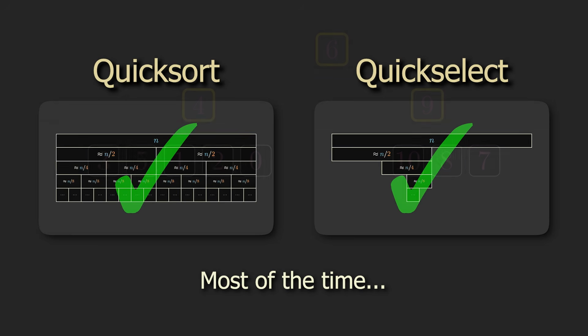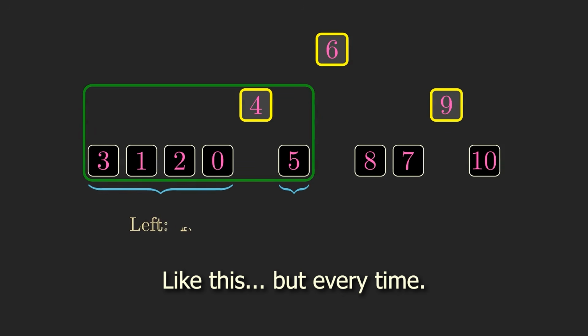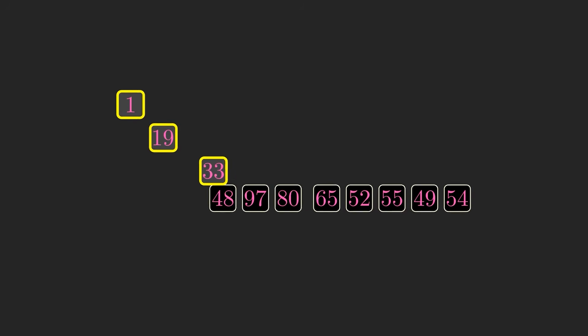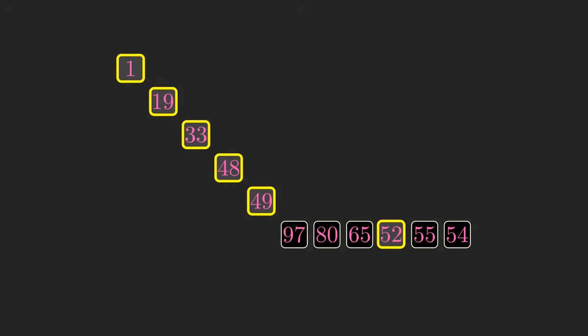But if you happened to get unlucky and somehow pick really bad pivots, the running time would suffer dramatically. The most extreme version of this would be that you always happen to pick the minimum or maximum number in the list, causing all of the numbers besides the pivot to end up in the same sublist.